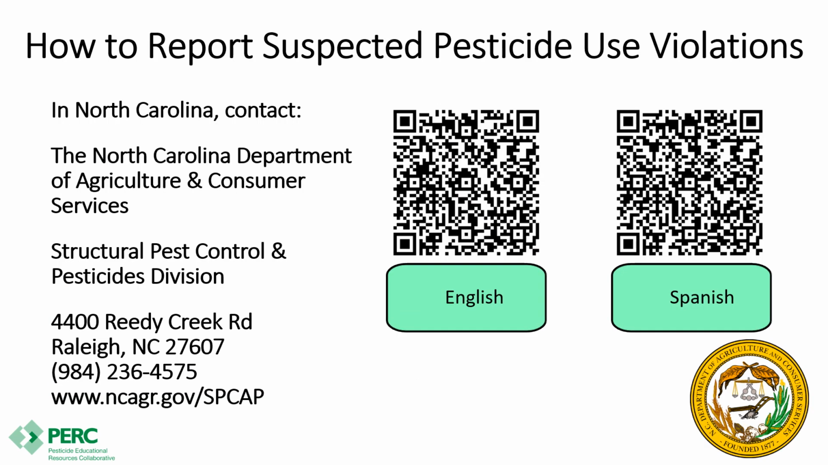To report suspected pesticide use violations in North Carolina, contact the North Carolina Department of Agriculture and Consumer Services, Structural Pest Control and Pesticides Division. Address: 4400 Reedy Creek Road, Raleigh, North Carolina, 27607. Phone number: 984-236-4575. Or online at www.ncagr.gov/SBCAP. You may also scan the QR code with your smartphone to access the online reporting form available in both English and Spanish.